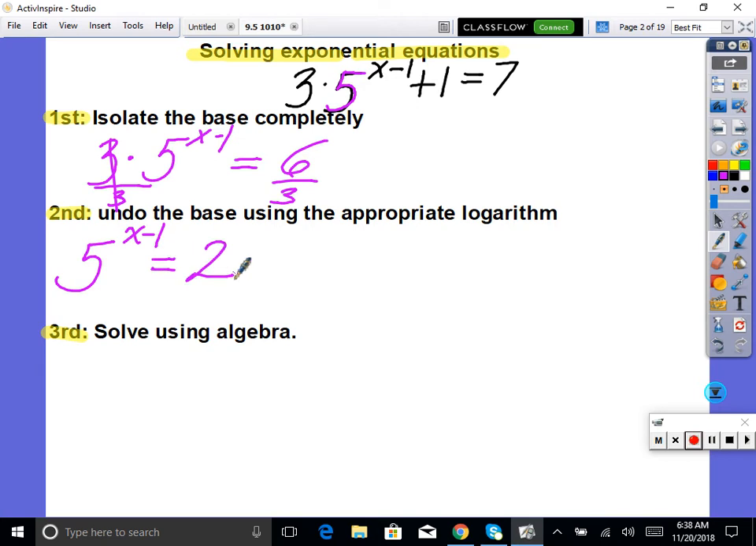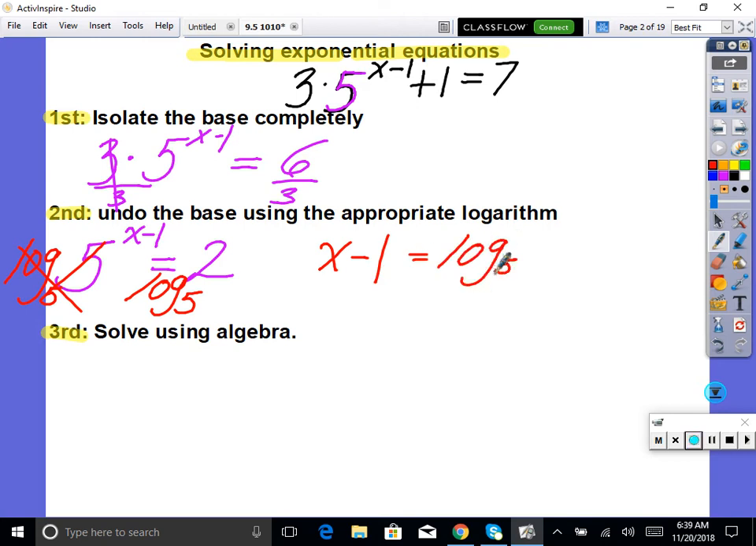Now you cannot divide by a base. That's not what undoes a base. What undoes a base 5? A log base 5, right? That's the correct inverse. So log base 5 both sides. So now log base 5 and base 5 cancel out. X minus 1 drops down. And then on this side we have log to the base 5 of 2.